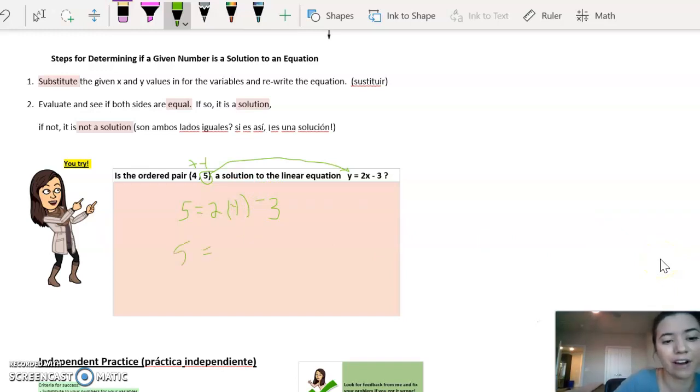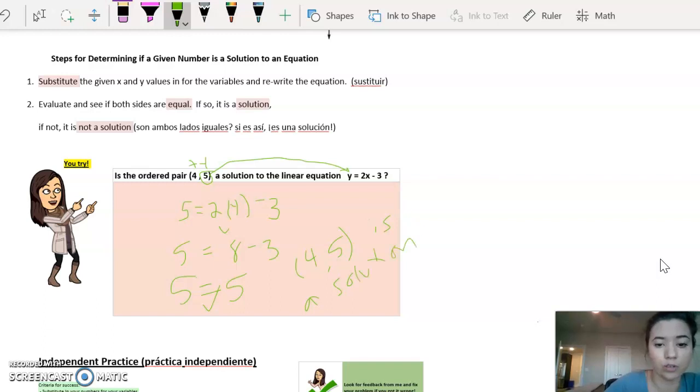So then we get 5 equals 8 minus 3. So then we get 5 equals 5. 8 minus 3 is 5. So that checks out. That is a true statement. So then you should have ended by saying (4, 5) is a solution. All right, cool beans. So there's your answer.